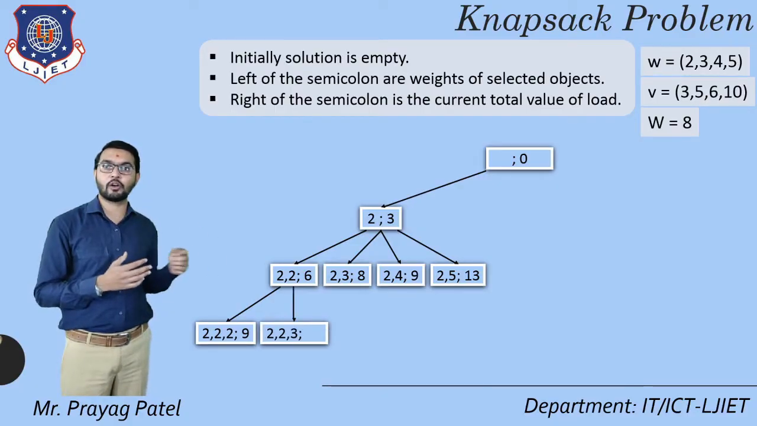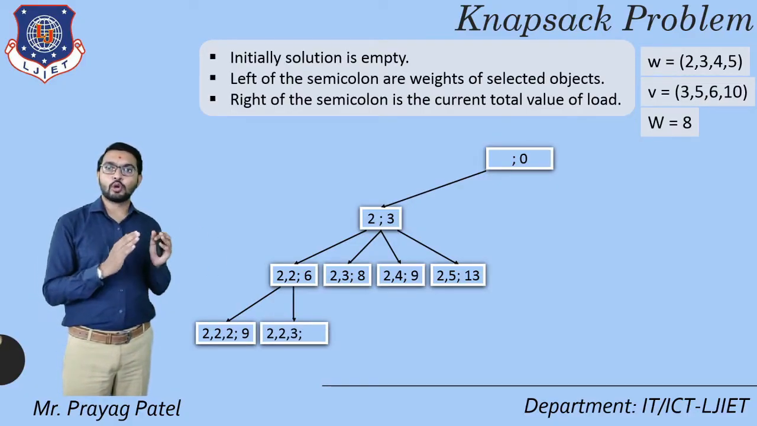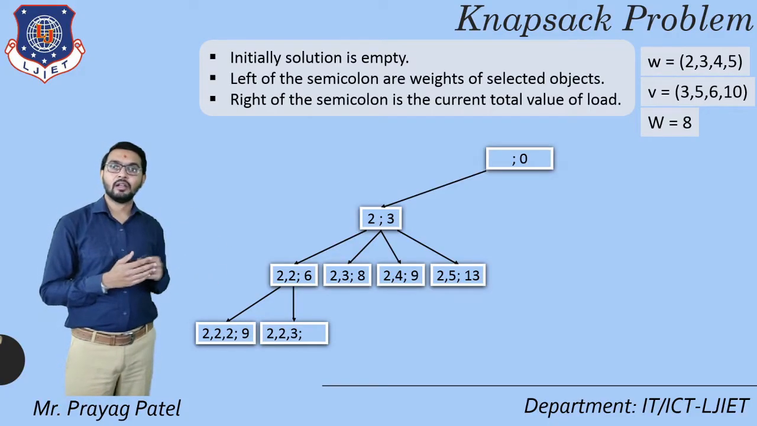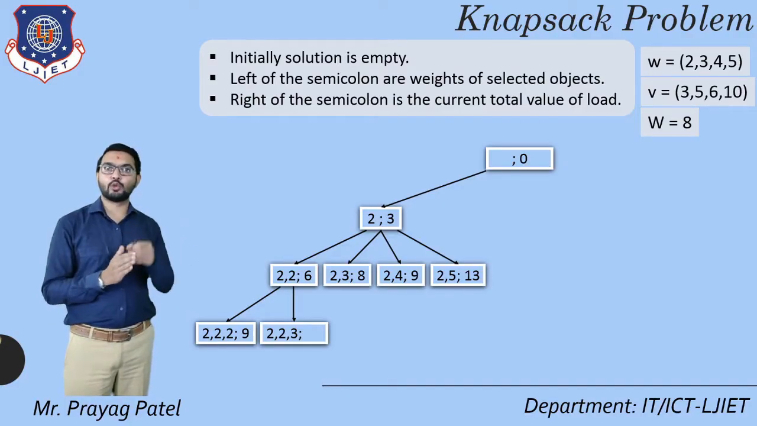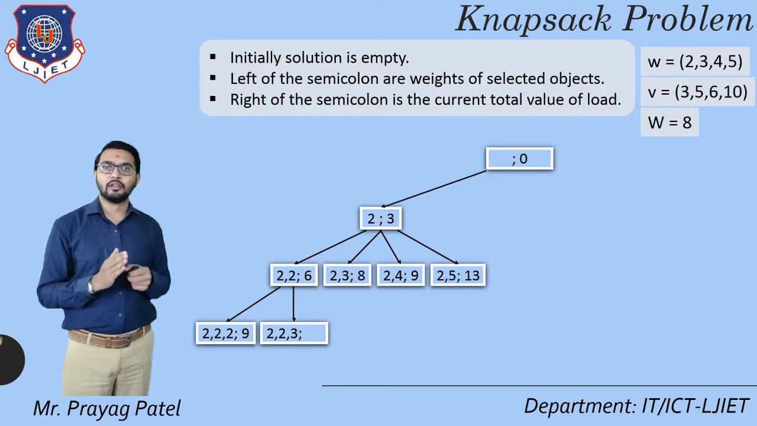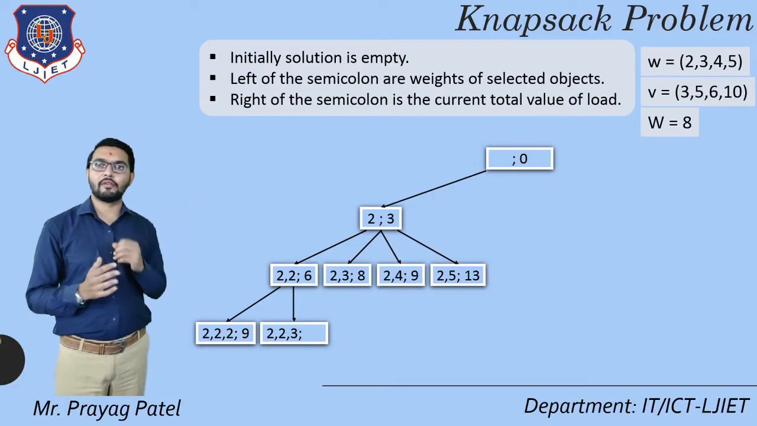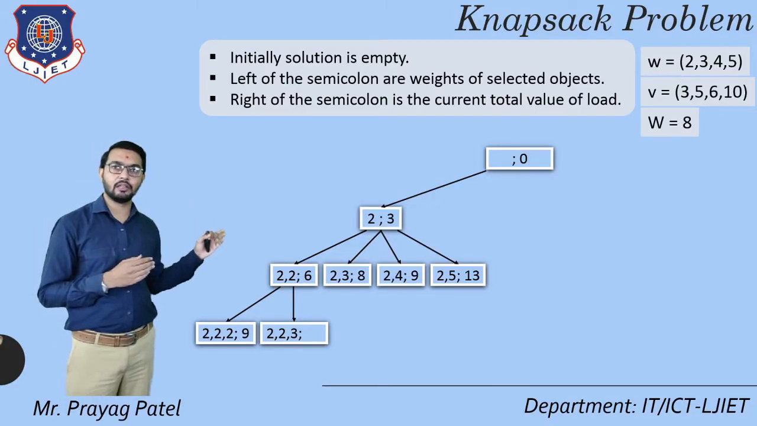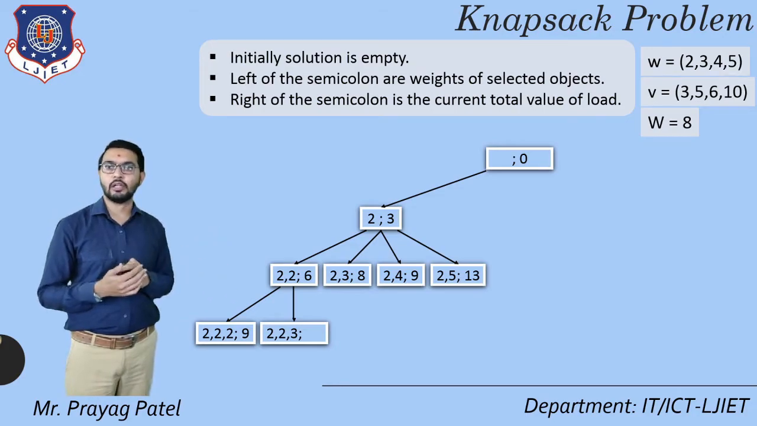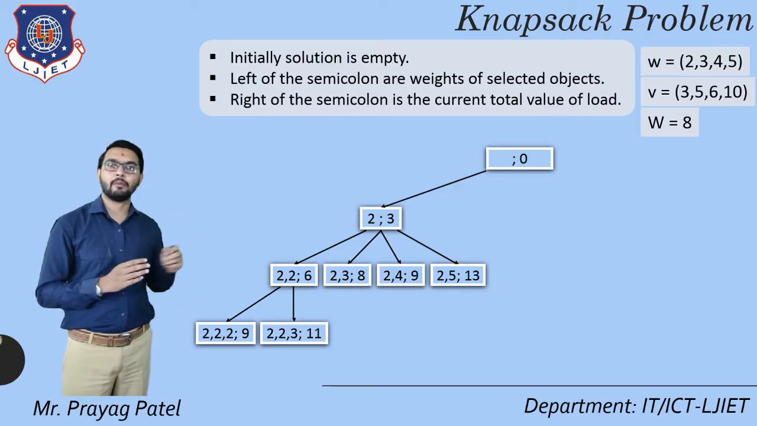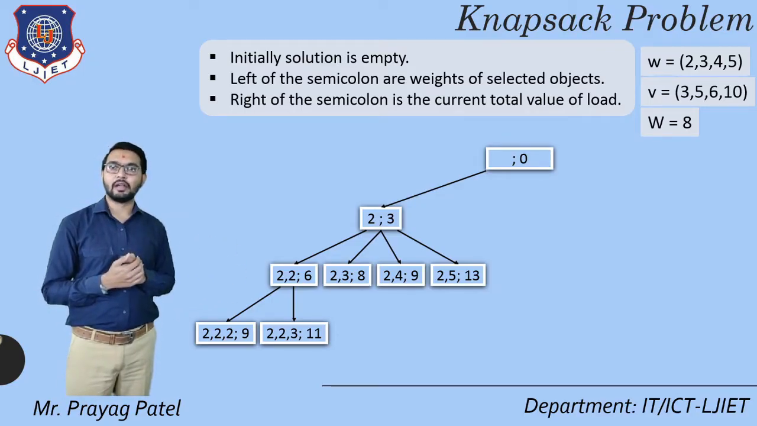Now consider another option from the 2 2. After selecting 2 objects, we select the next object as 3. Then consider 2 objects of weight 2 and 1 object of weight 3. So total weight equal to 4 plus 3 equal to 7, which is less than 8. Yes, then this solution is possible. Now profit equal to 3 plus 3 is 6, plus 5 is 11. So this is your next solution.